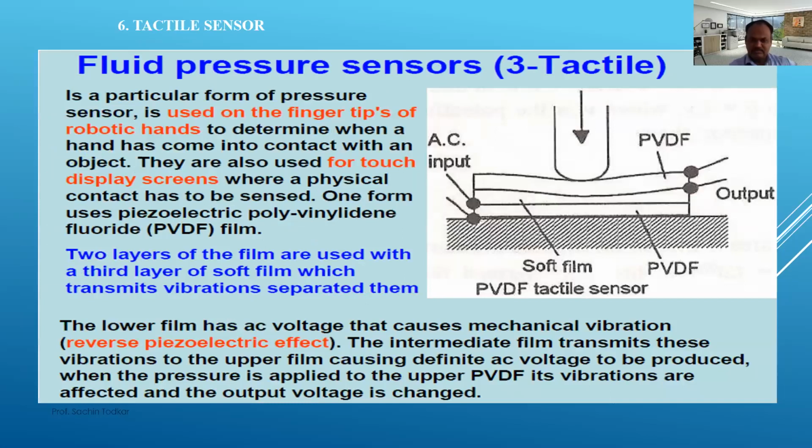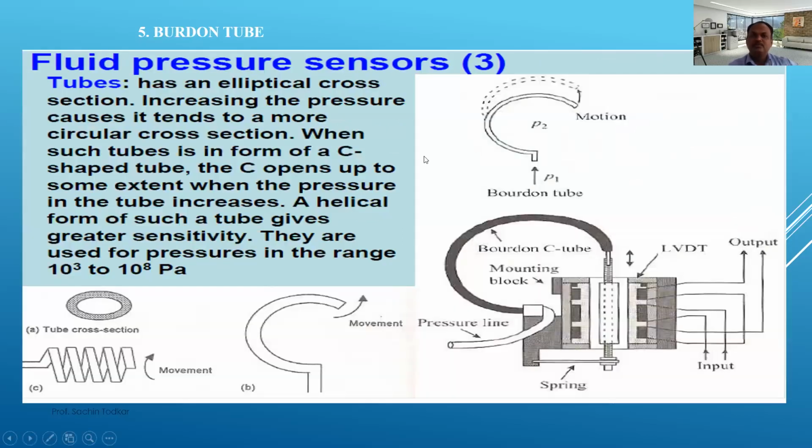Now the last one, that is a Bourdon tube pressure gauge. We have seen it in fluid mechanics. It is available in our fluid mechanics laboratory, the Bourdon tube pressure gauge.